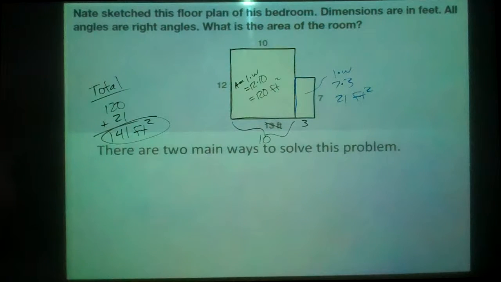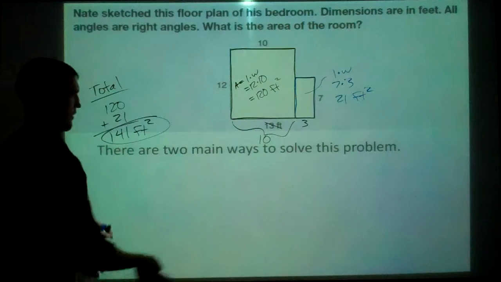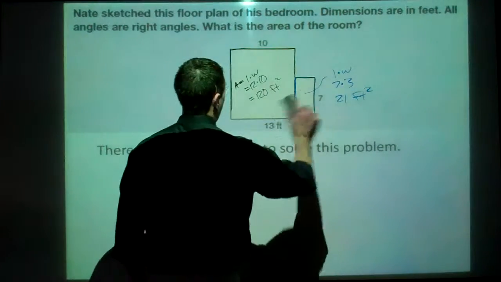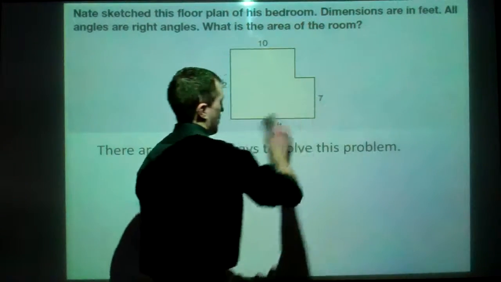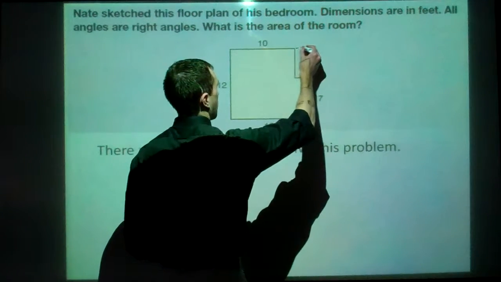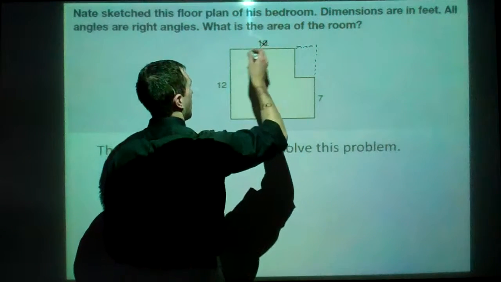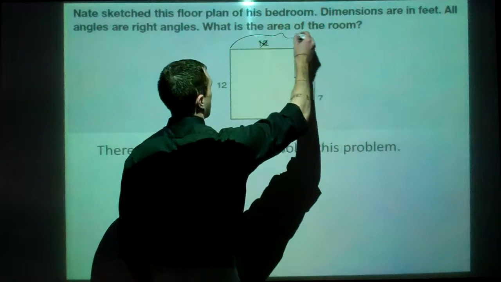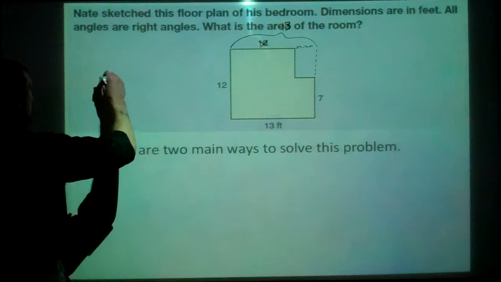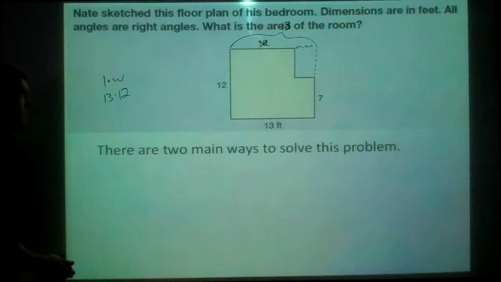Alright, we've got about a minute or so, and I'll show you the other main way to do this one real quick. So here, find two separate areas and add them together to get the total. Here's the other way we could have done this. If we extend this out, and we would say this is 13, so we have a 13 by 12, we would do length times width, you get 13 times 12.